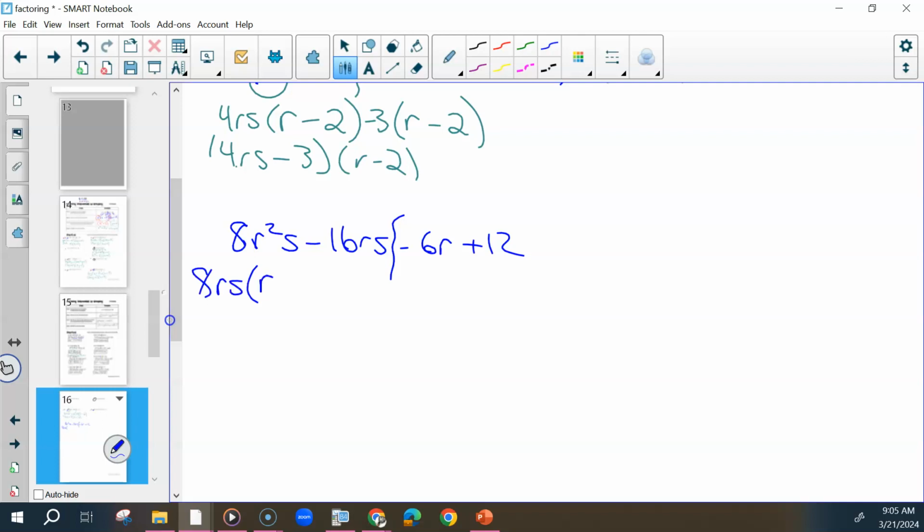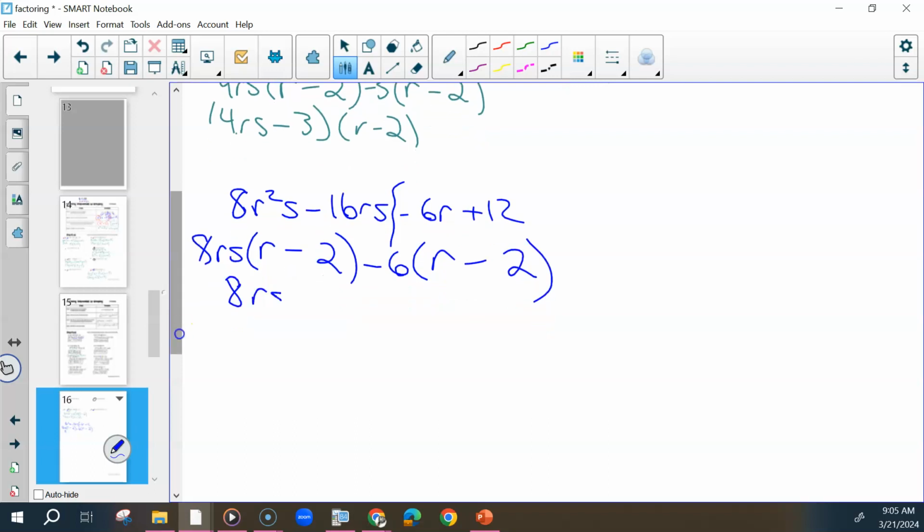R minus 2. What can we divide out of the last two? Positive or negative? Negative. Negative 6, what's left? R. 2. Minus 2, okay. And then when I make those two factors, we have 8RS minus 6 and R minus 2.